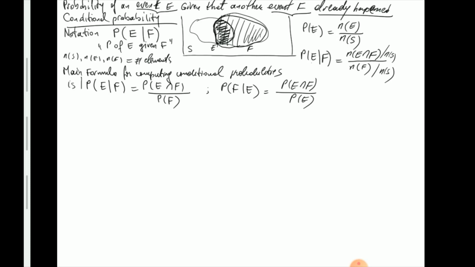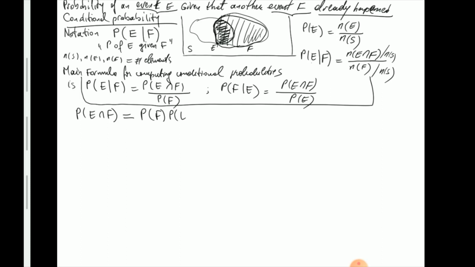So these are given in the formula sheet. Keep this in mind. Sometimes it's more practical to combine them into a single formula without fractions. So we can write this down as a formula for the intersection of two events. So P of E and F, you can write it as probability of F times the probability of E given F, or you can write it as probability of E times the probability of F given E. So keep this in mind.